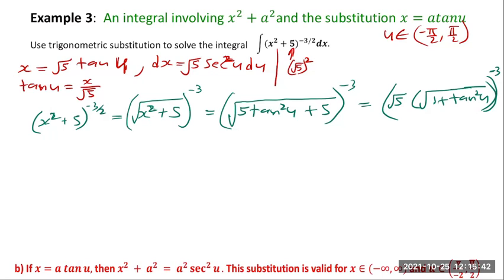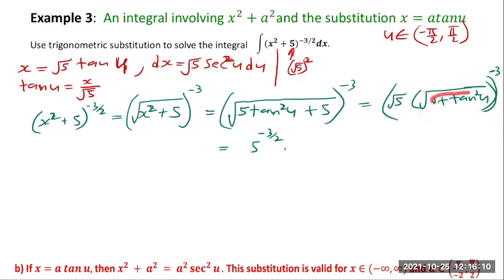Now, of course, you can pull this constant out if you want. This is going to be 5 to the power minus 3 over 2. Notice that here you have 5 to the power 1/2. Here you have minus 3 power. If you multiply those two powers, you get 5 to the power minus 3 over 2, times, what is this one? 1 square root of 1 plus tan squared u.